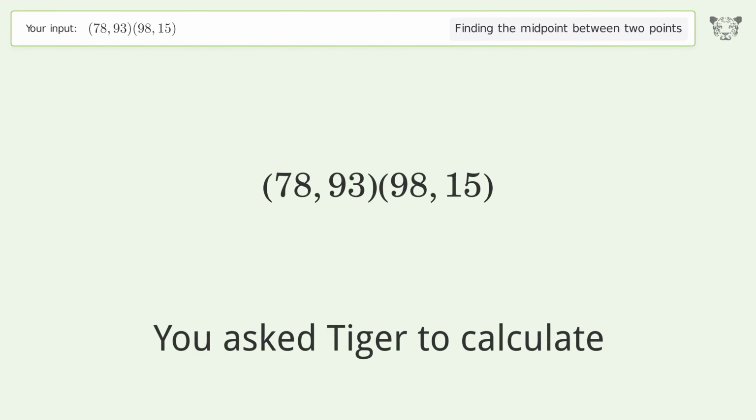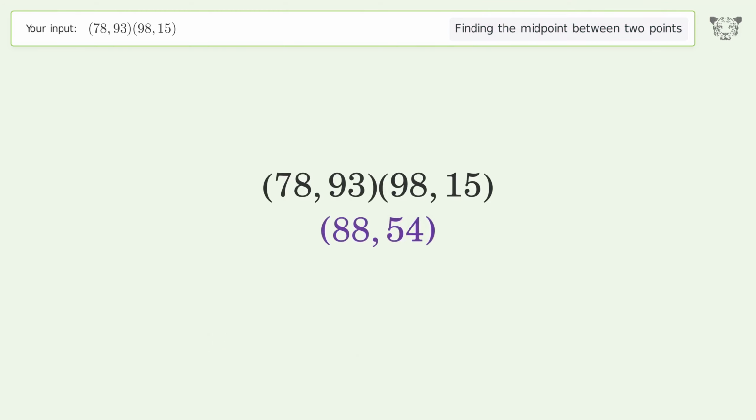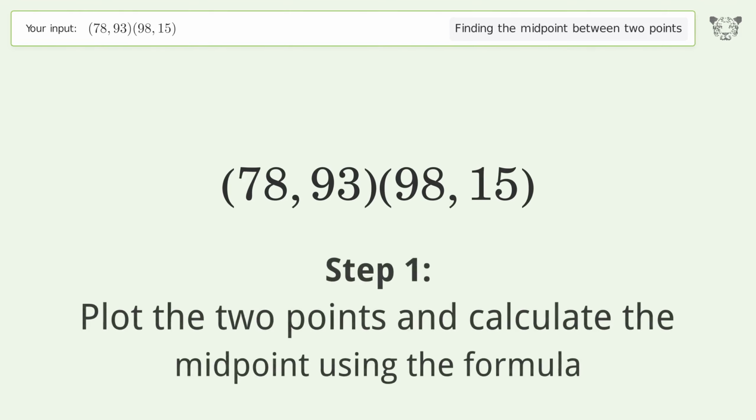You ask Tiger to calculate. This deals with finding the midpoint between 2 points. The midpoint between the 2 points is 88,54. Let's solve it step by step. Plot the 2 points and calculate the midpoint using the formula.